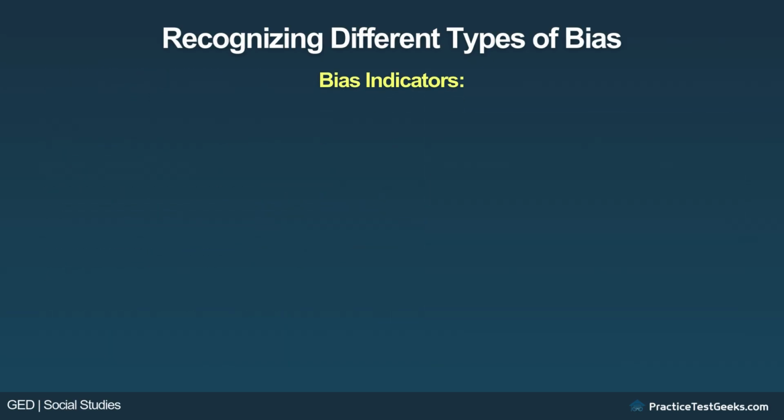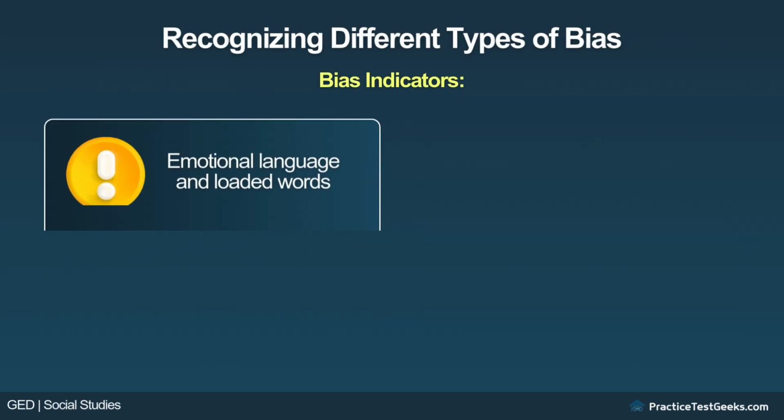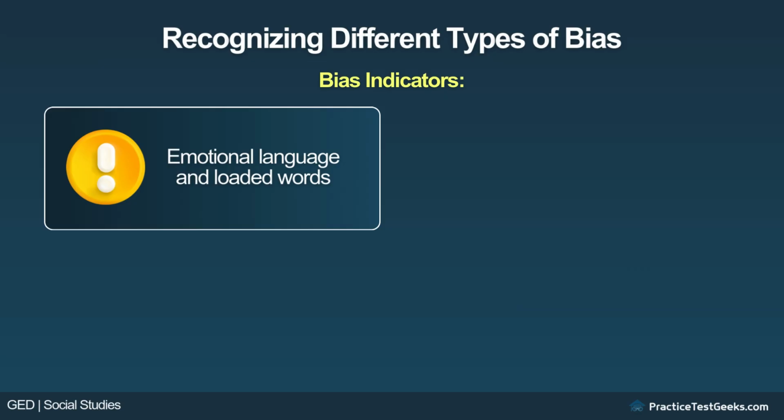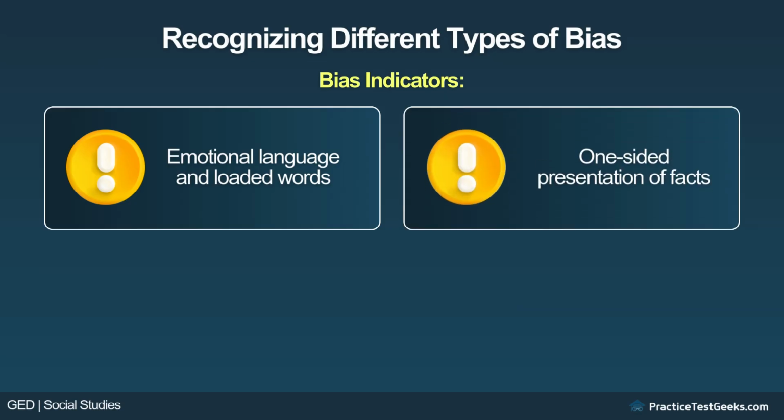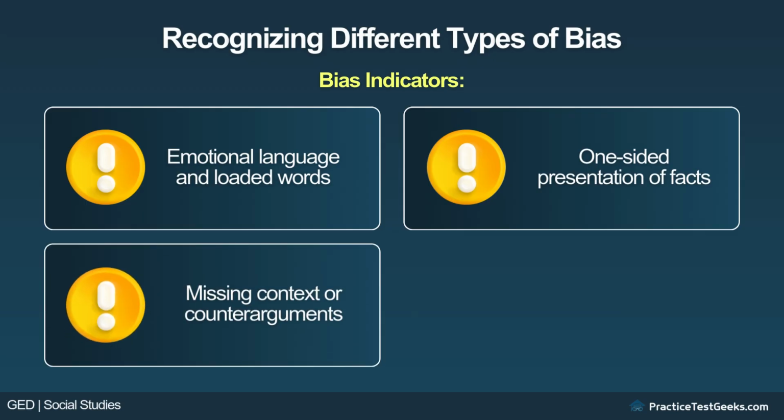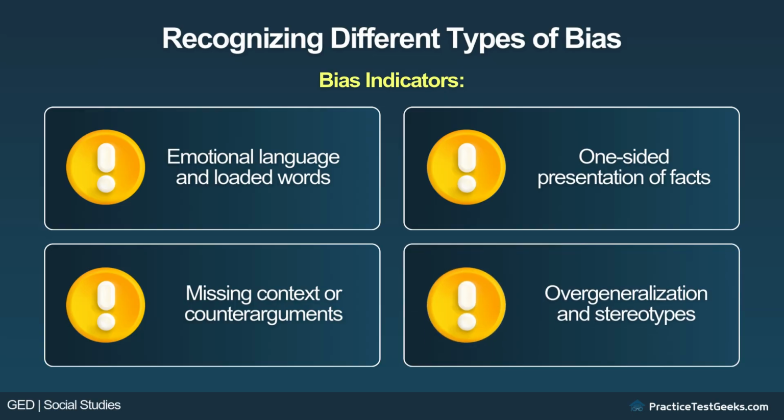Watch for these bias indicators in sources. Emotional language and loaded words signal the author is trying to influence rather than inform. One-sided presentation of facts means important perspectives are missing. Look for missing context or counter-arguments. Credible sources acknowledge different viewpoints. Finally, overgeneralization and stereotypes indicate the author is making broad claims without sufficient evidence.